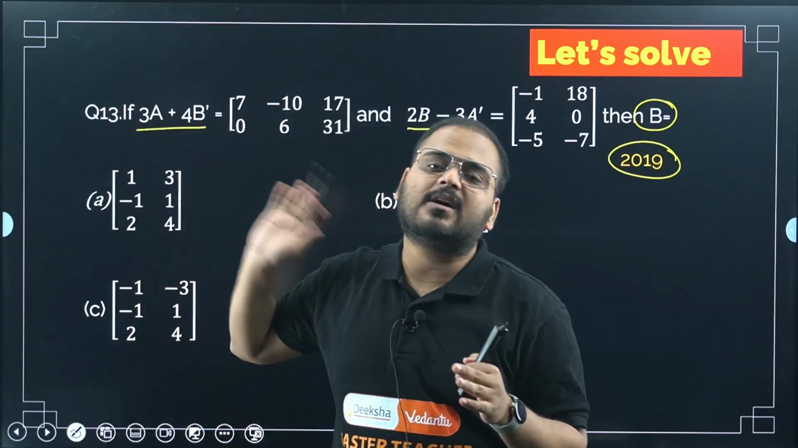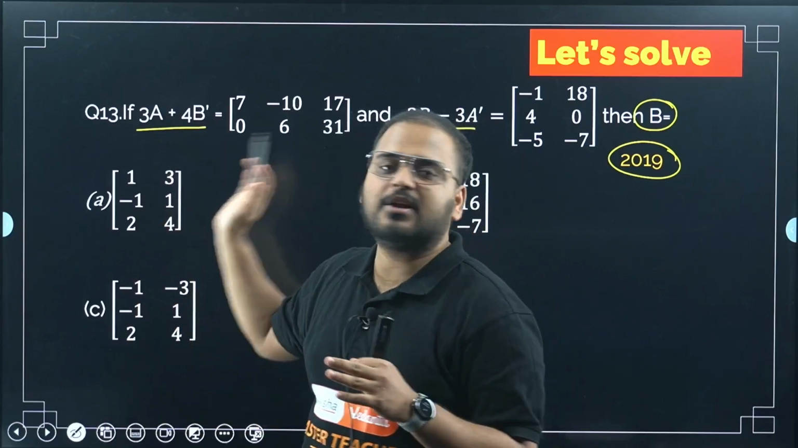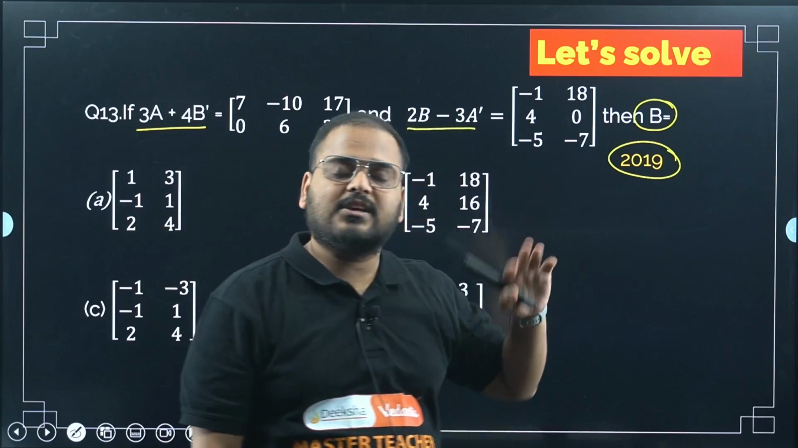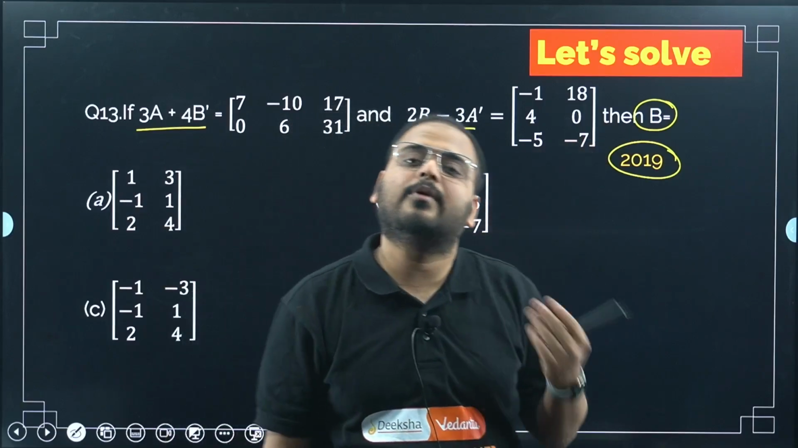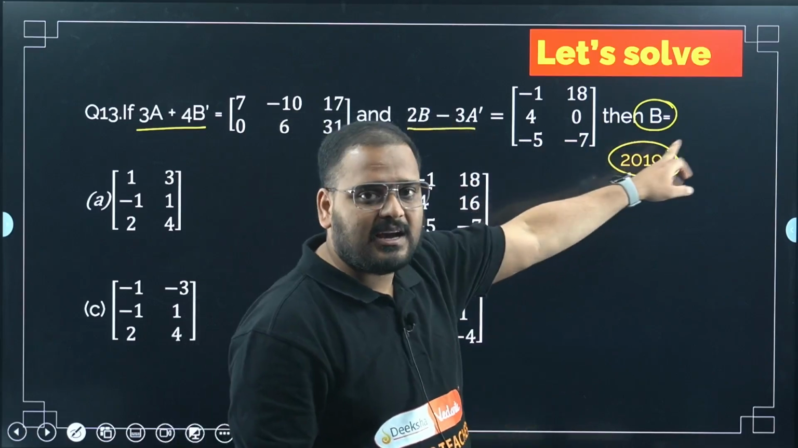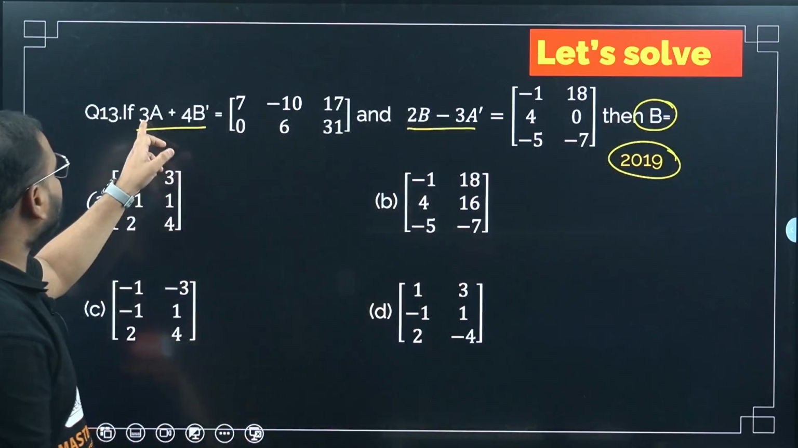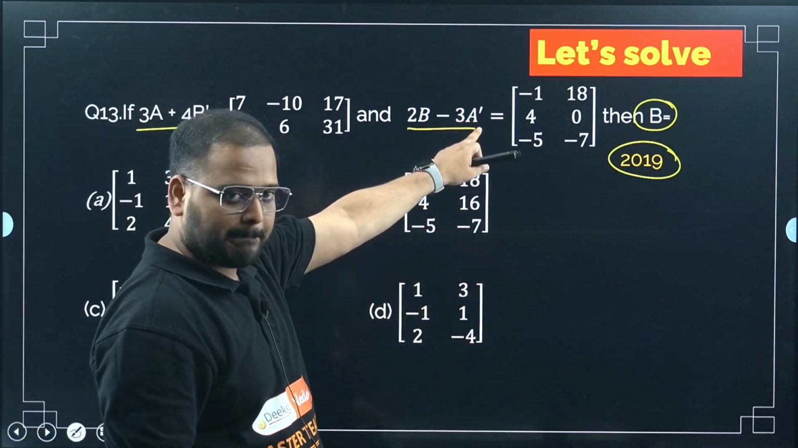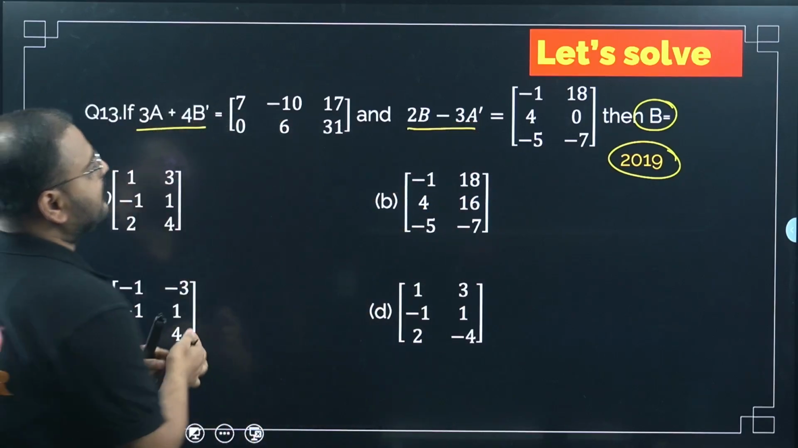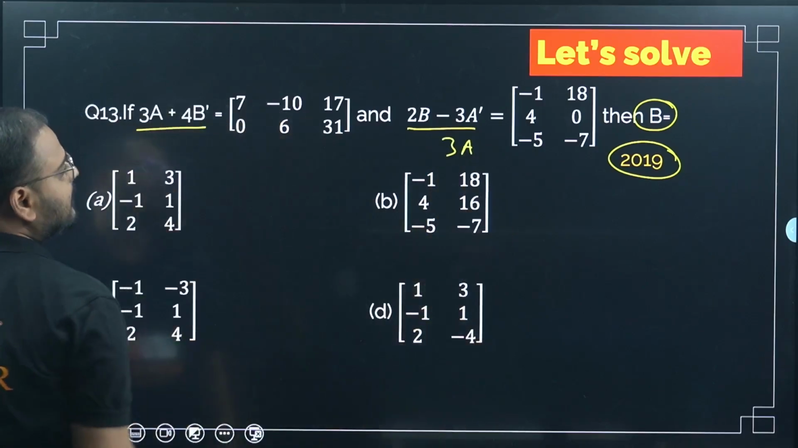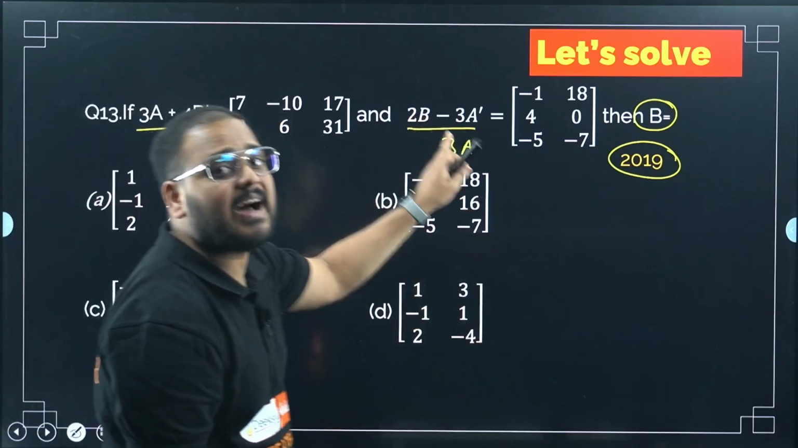If this was a linear equation with two variables x and y, and they're asking us to find only one variable, how will I do it? I have to eliminate the other variable. Means to find B, I need to eliminate a. If it was just 3a, I can add and cancel. But it is not 3a, it is 3a dash.